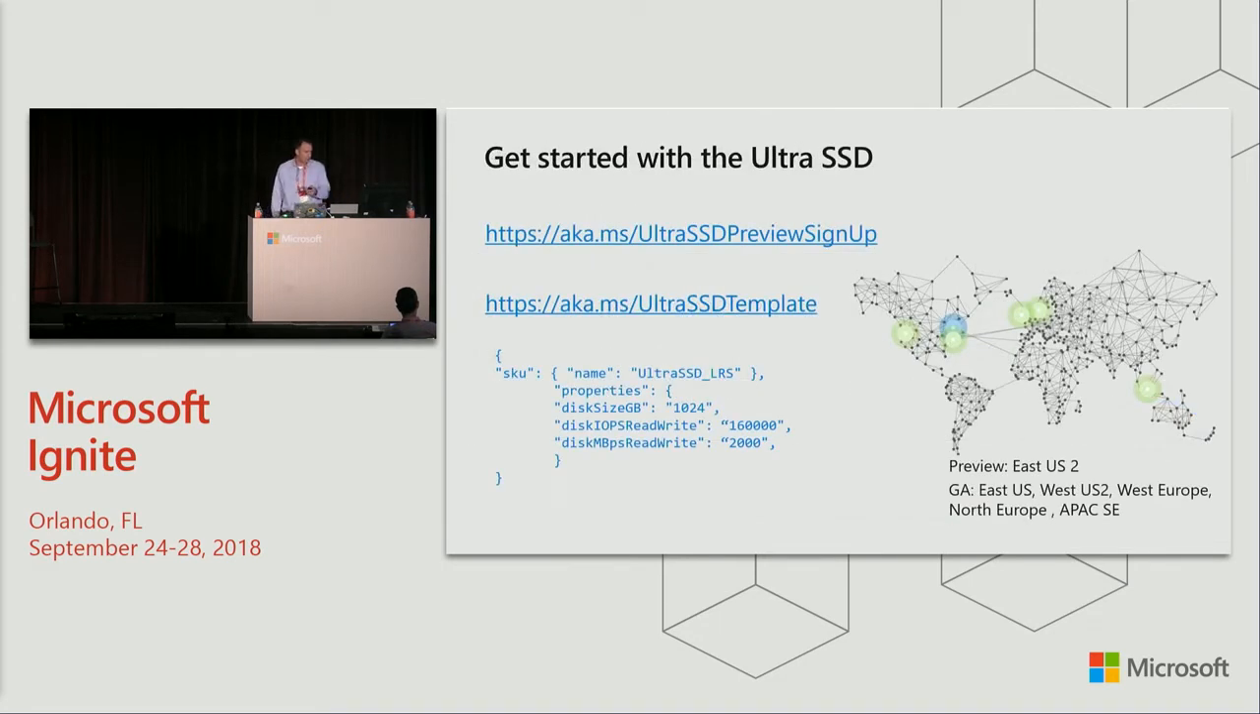For Ultra SSD Preview, we have a sign up. So you go here, you put in your subscription, and we'll whitelist you into the program. It's available in a single zone in East US 2 right now, with GA coming up Q1 next calendar year, where we are expecting to go to East US, West US, West Europe, North Europe, and APAC Southeast.